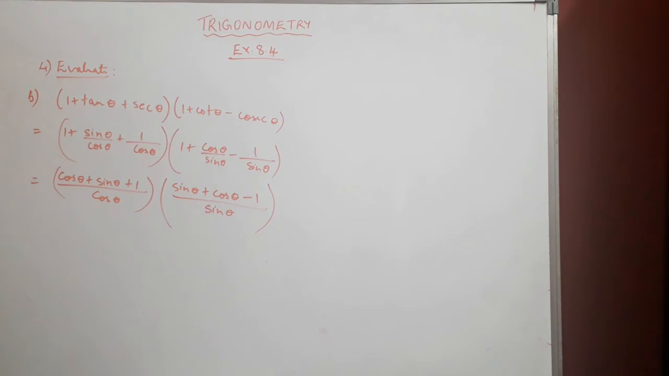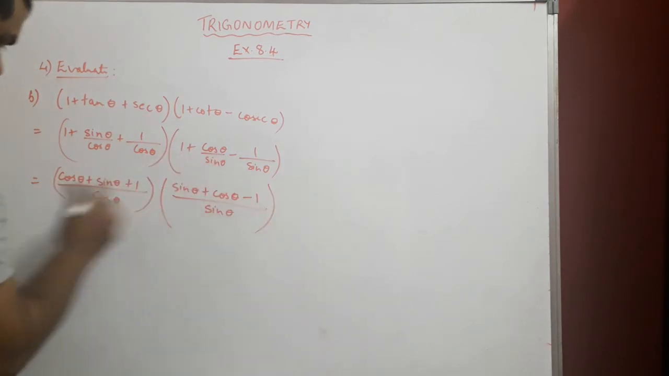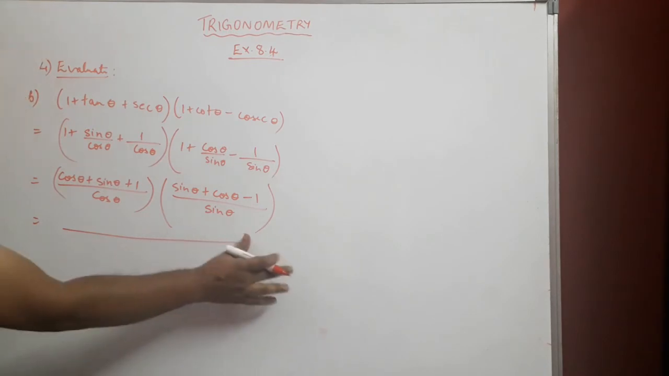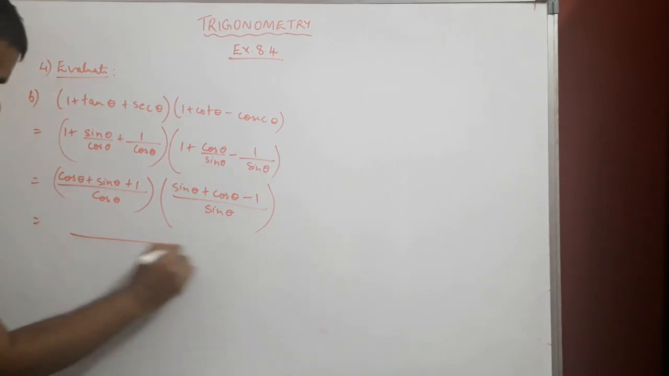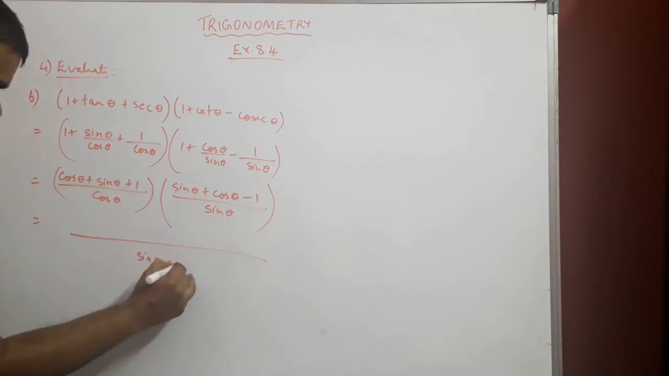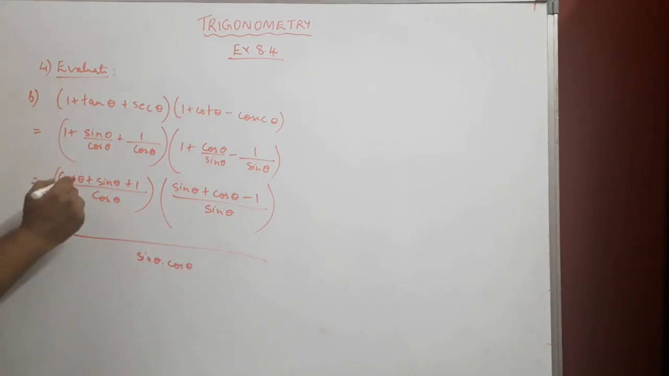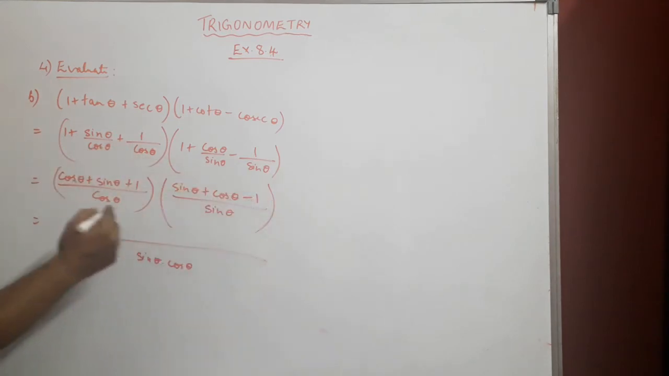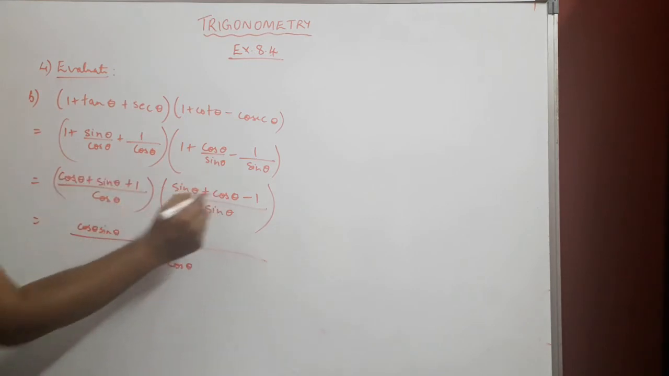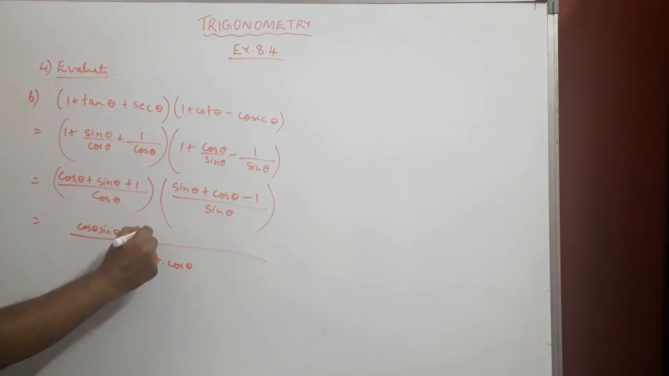Now what we'll do further is multiply this entire bracket into this one. So our big line over here, cos theta into sin theta will be just sin theta into cos theta. That will be our denominator. Cos theta will get multiplied into this entire bracket. So cos theta into sin theta gives us cos theta sin theta. Cos theta into cos theta gives us cos square theta.